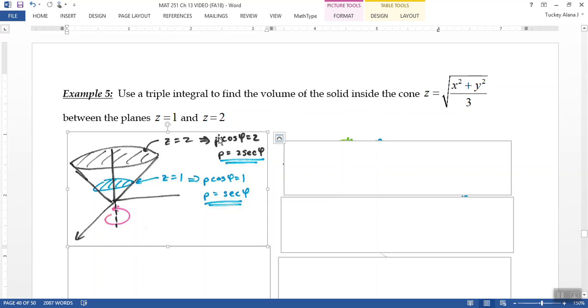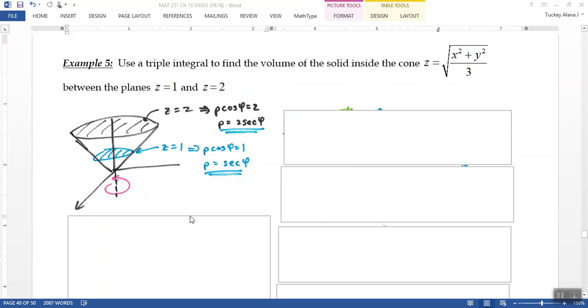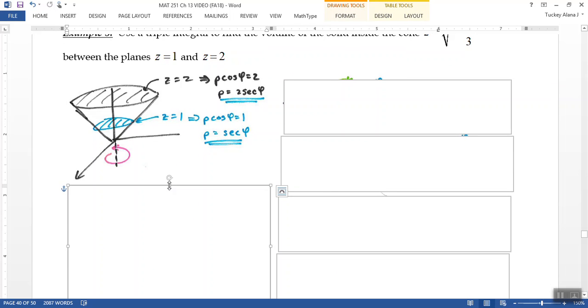That's one of the definitions that we learn for a horizontal plane back at the beginning of the section. Horizontal planes, z equals 2, is the same thing as rho cosine phi equals 2. And similarly, z equals 1 would be rho cosine phi equals 1, which means that rho is equal to the secant of phi, because it's 1 divided by the cosine of phi. Okay, so rho is kind of obvious. Rho is going to go from secant of phi to 2 secant of phi, no problem.